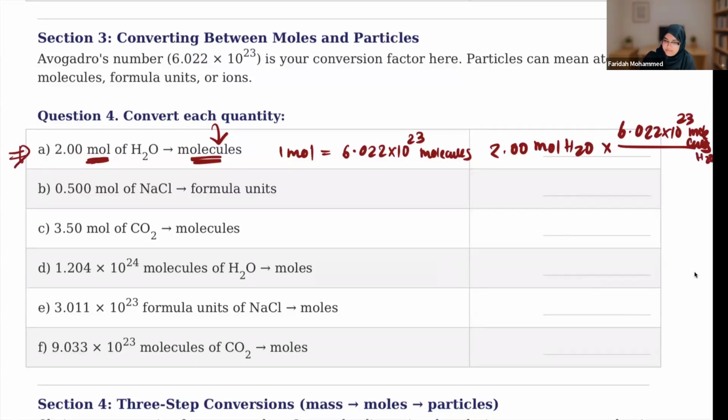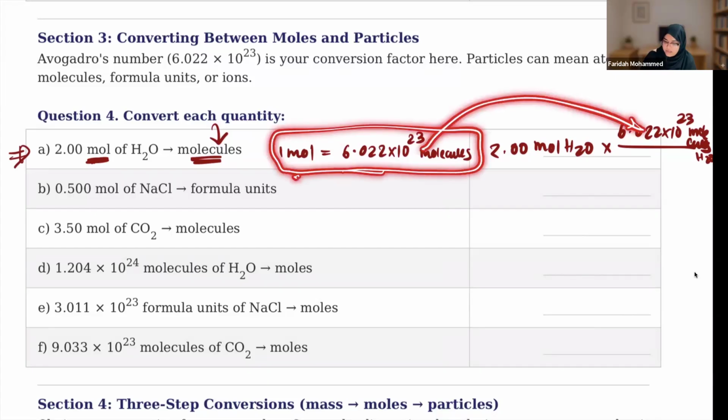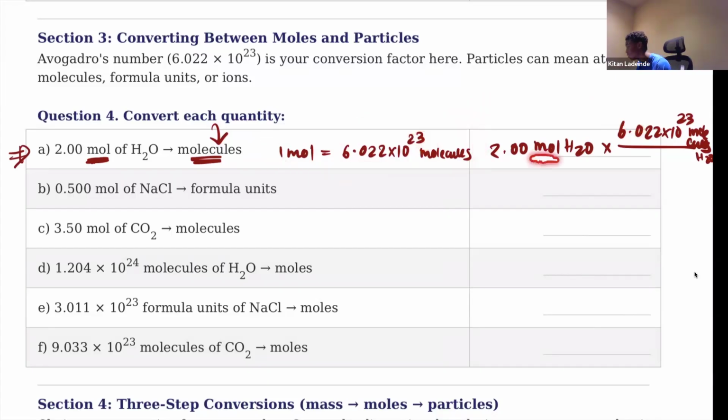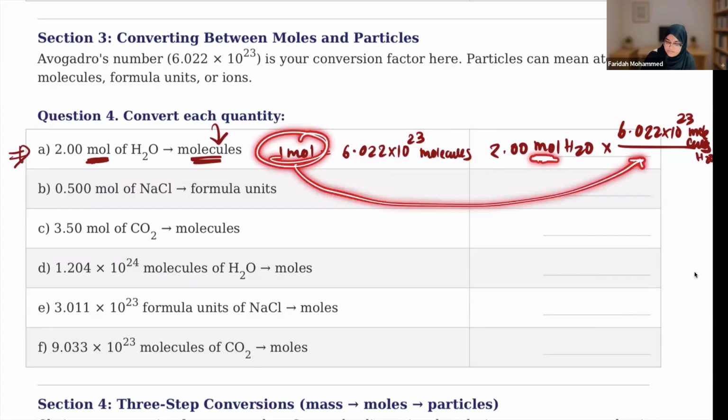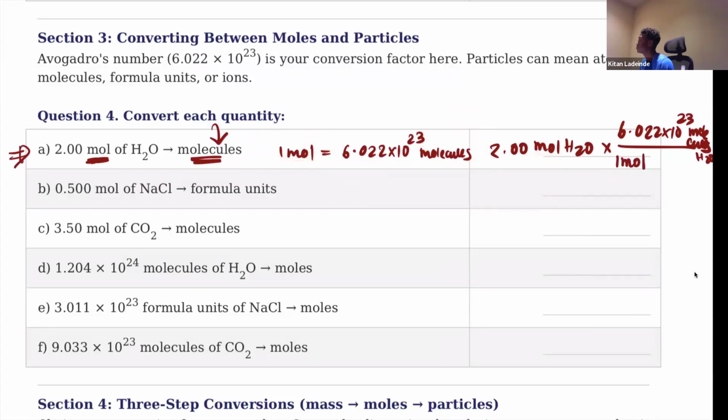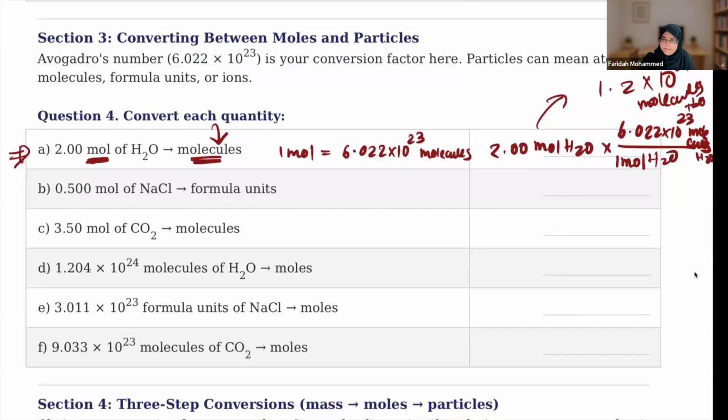And on the bottom, it would be the opposite. Because you have this relation, right? If one goes on the top, the other is going to go on the bottom. You have moles, you want to cancel out the moles, so the mole is going to go on the bottom. 1 mole of water. And that's going to give you 1.2 times 10 to the power of 24 molecules of water. Okay? Make sense?